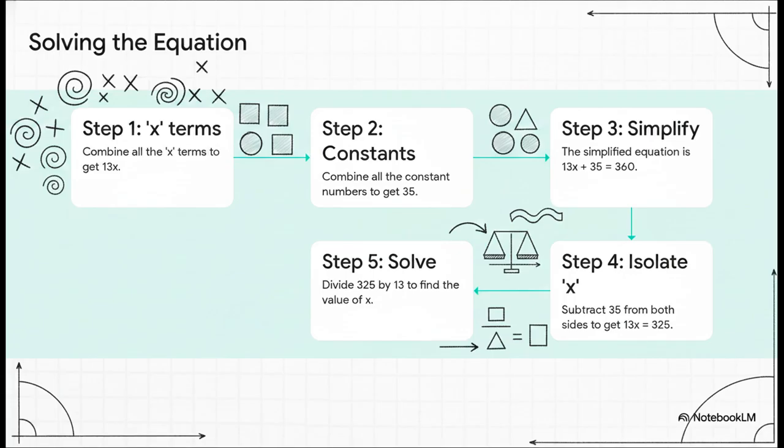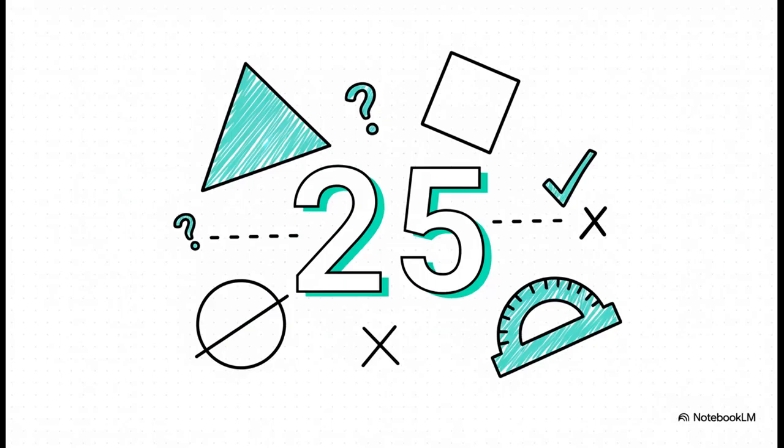Much better. To get x on its own, we'll subtract 35 from both sides, which leaves us with 13x equals 325. And the final step? Divide 325 by 13, which gives us x equals 25. Boom! This is a massive step forward. The mark scheme gives a really important accuracy mark for getting this value right. So this is a huge milestone.